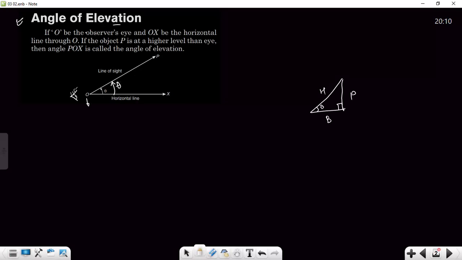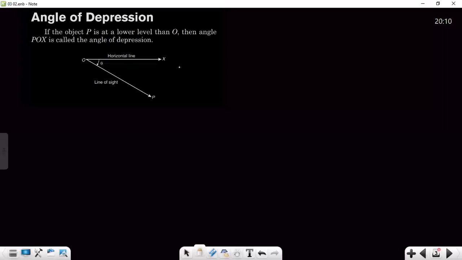Let's read the definition. If O is the observer's eye and OX is the horizontal line through O, and the object P is at a higher level than O, then angle POX is known as the angle of elevation. Are there any doubts? No, sir. Yeah, simple.